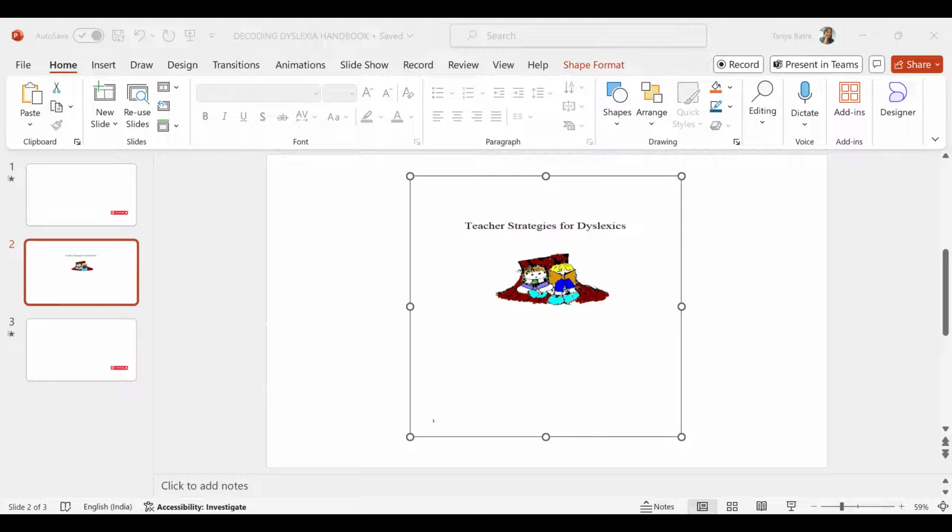Typical instruction environment basically refers to the traditional learning environment where lecture-based teaching is used, direct instruction is given to the child, complex instruction is given to the child. Such a kind of learning environment can be difficult for the learner having dyslexia.